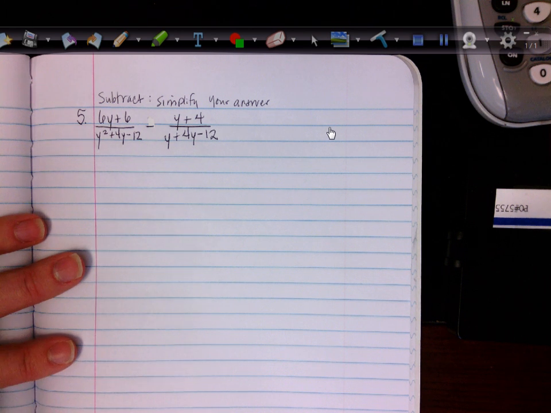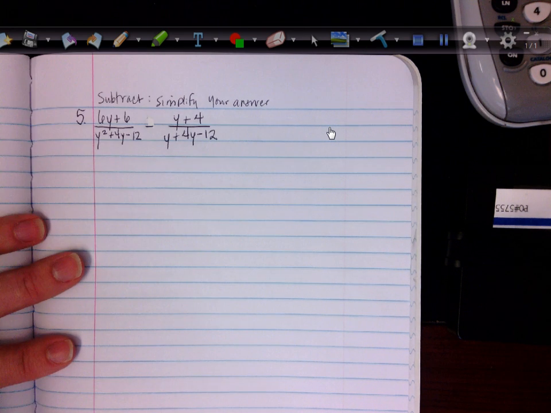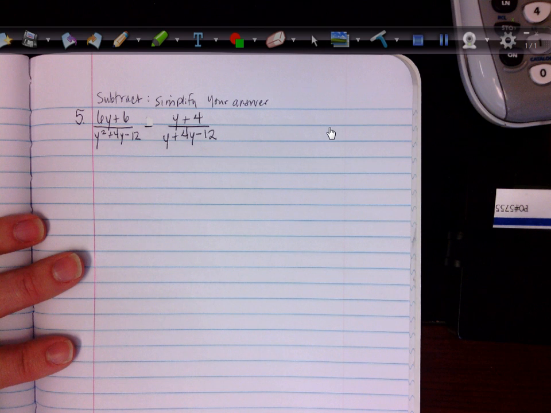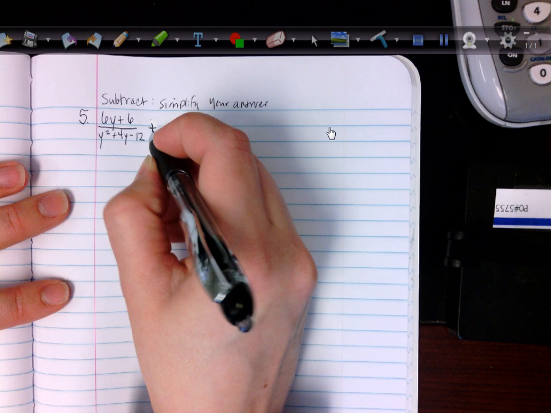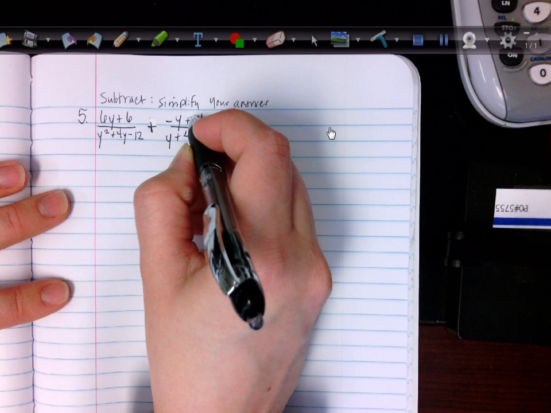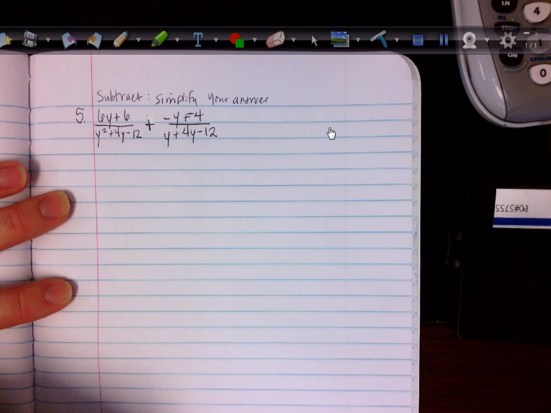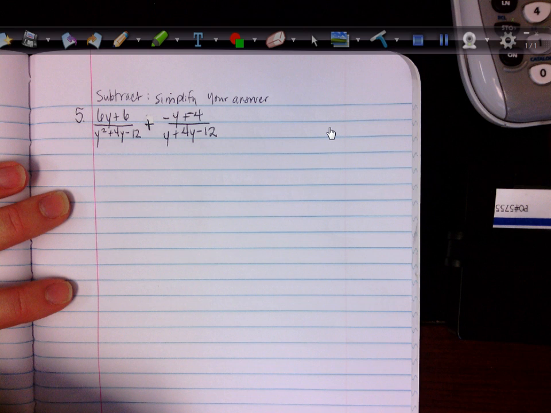You can see here that they have common denominators, which means that we're able to just combine our numerators. The only issue here, the only thing that's different, is that this is a subtraction problem. So because this is a subtraction problem, we have to consider how that subtraction sign affects the second fraction. So what you're going to do when you see a subtraction sign in the middle, you're simply going to change it to a plus sign. And then you're going to change the sign of everything in the numerator of the second fraction, the fraction that follows the minus sign. Just like I did. So it now becomes plus negative y minus 4, or plus a negative 4. So now we're able to combine our like terms.